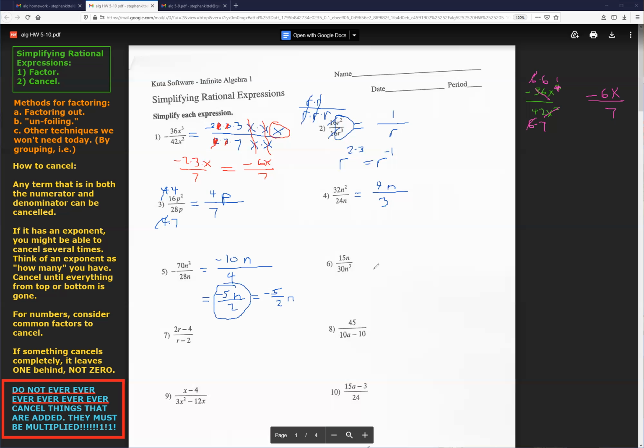All right, 15 over 30, 15 goes into 30 evenly, so this is going to be a 1 over 2. N cubed will cancel one n. We're left with two n factors on the bottom. All right, and now for number 7, we have to start factoring.